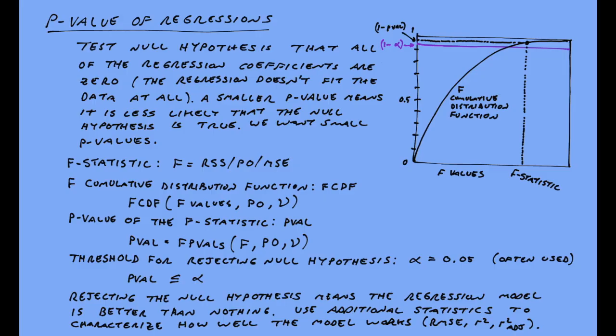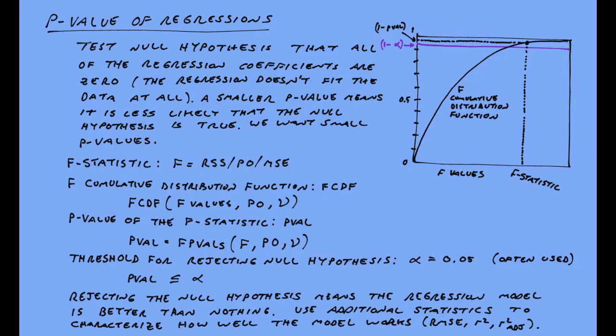The p-values are often reported. For instance, if the p-value were 0.01, it means that the null hypothesis is rejected at a 99% confidence level. It's important to remember that, in simple terms, rejecting the null hypothesis means that the regression model is better than nothing. That's important to check, but it's not a very high bar to get over.